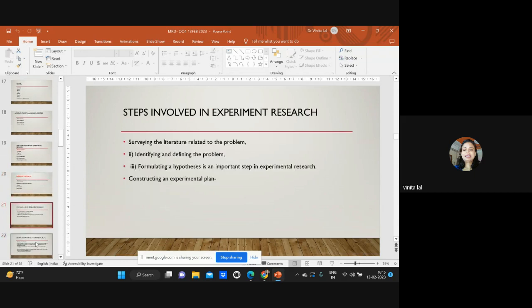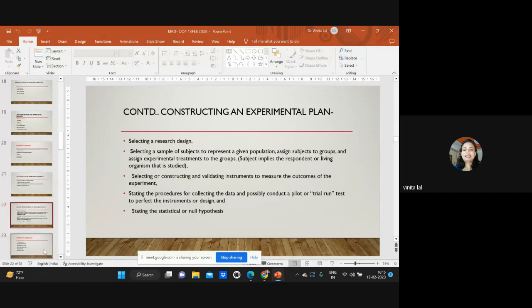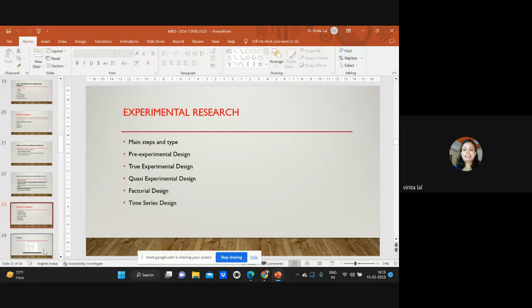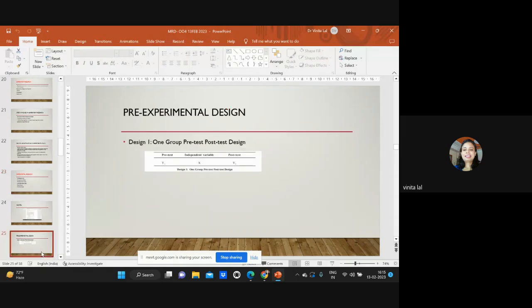This is also told to you. This is also non-experimental research. I have told you. This is an example of pre-experimental design: one group pre-test and post-test design. This is an example you can go through in your study material, then you will get what is in it, because we don't have it here.